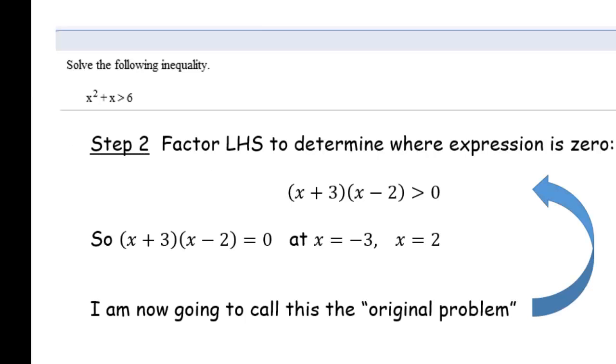Step 2, factor the left-hand side. Once it's factored, you can use the zero factor property to determine where the left-hand side is 0. So I factored x squared plus x minus 6 pretty easily, (x plus 3)(x minus 2). Now the original inequality is that is greater than 0, and from now on I'm going to call that my original problem because it's a different form, but that's the problem I'm solving. However, the second step is to see where that expression is 0. So I set that polynomial equal to 0, and I see I get 0 at x equals negative 3 and positive 2. Those are the two numbers I'll use in the next step to plot on my number line.